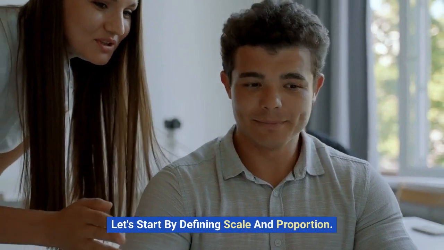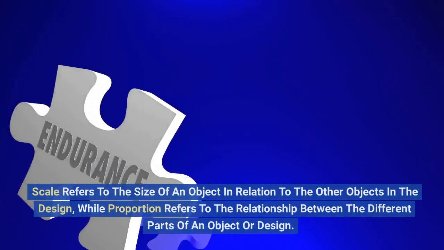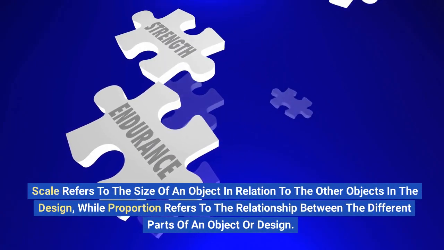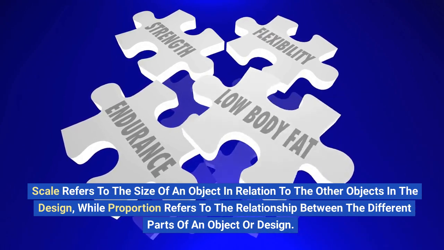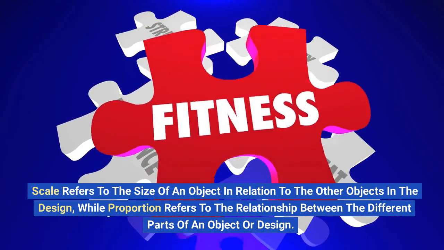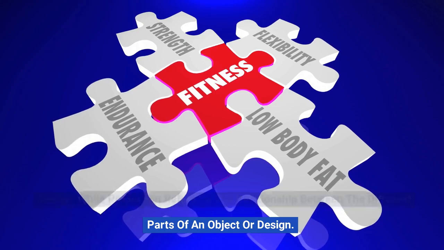Let's start by defining scale and proportion. Scale refers to the size of an object in relation to the other objects in the design, while proportion refers to the relationship between the different parts of an object or design.